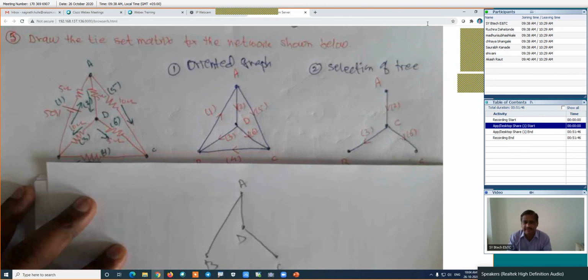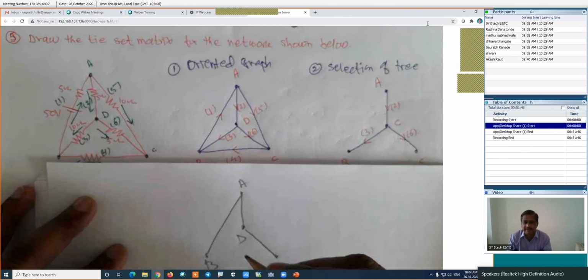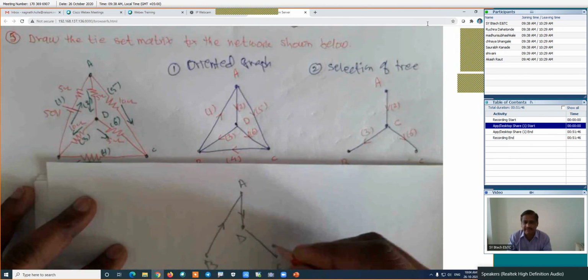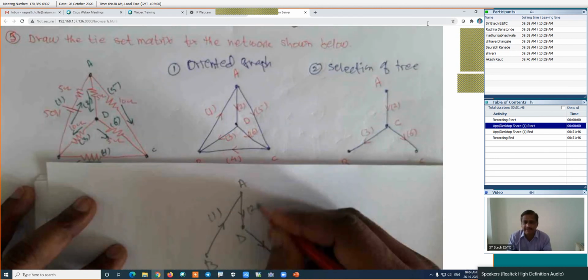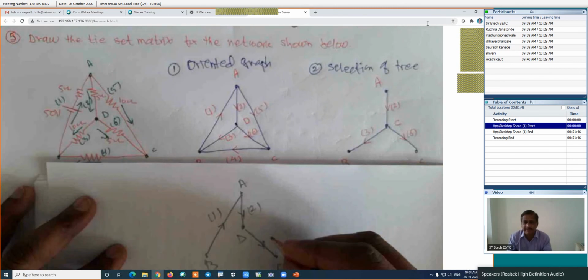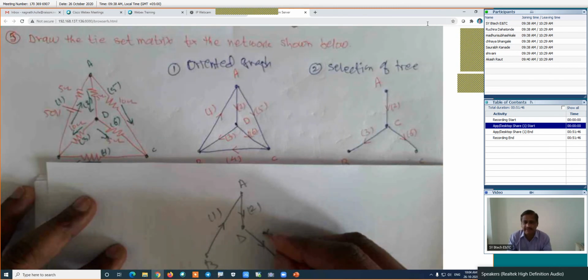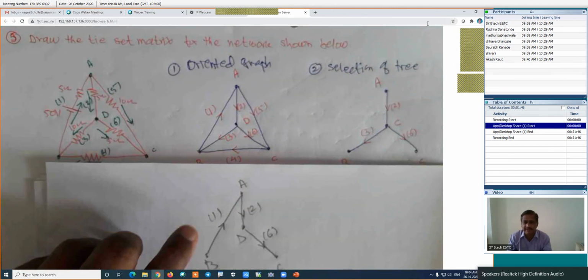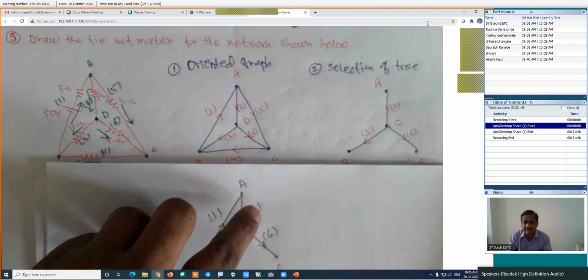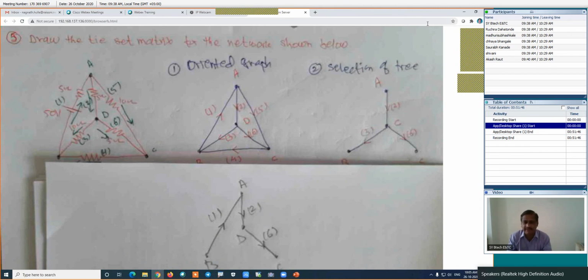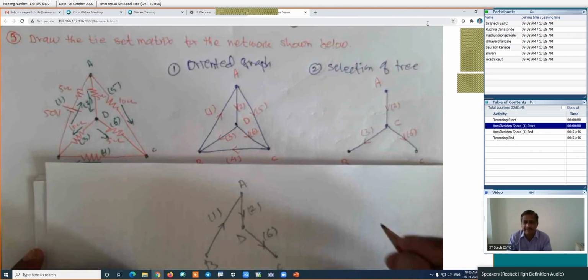They will give some points. Assume branch number 2, branch number 3, and branch number 6 as a tree, and find out its fundamental circuits and its tie-set matrix. In that way, the question will be there in the examination. Select branch number 1, branch number 2, and branch number 6 as a tree. Something like this will be the tree. There are a number of trees.